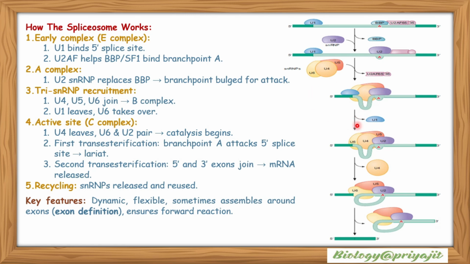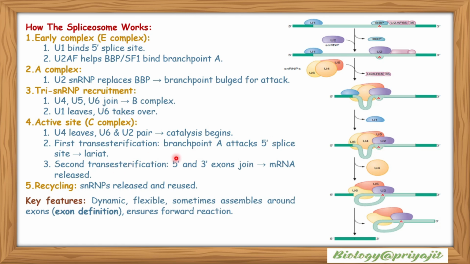Then U1 leaves and U6 takes the place. This is the removal of U1, and U6 has already taken the position. So after the binding of U6, the complex will be activated. It will be named the C complex, or active complex. Then U4 leaves, U6 and U2 pair with each other and catalysis begins.